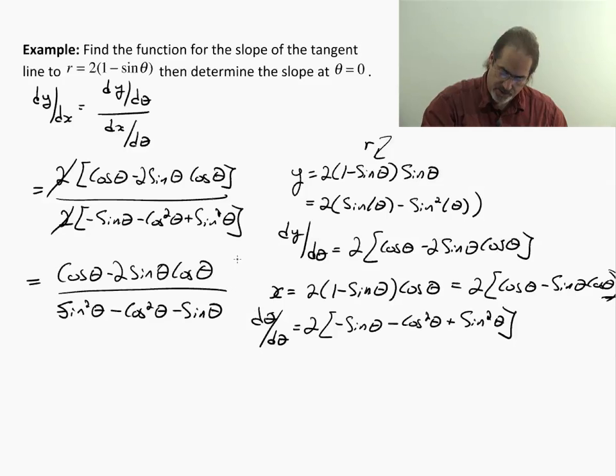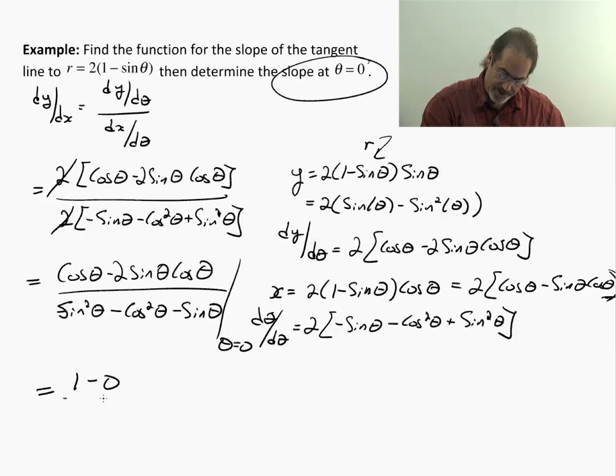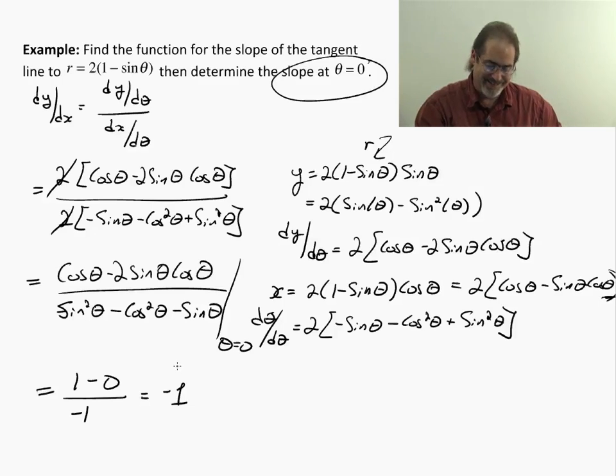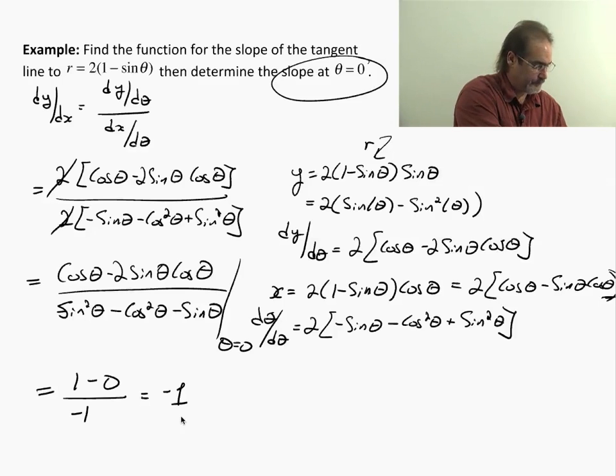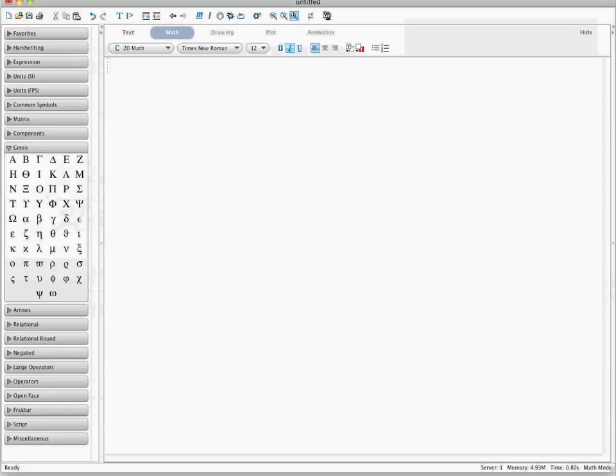Now I need to evaluate this at theta equals 0. Because it asks for the slope and theta is 0, I'll get 1 minus 0 divided by a negative 1, which is a negative 1. So my slope when theta is 0 is in fact negative 1. Let's take a look at Maple real quick and see if that makes sense, see if it's plausible.